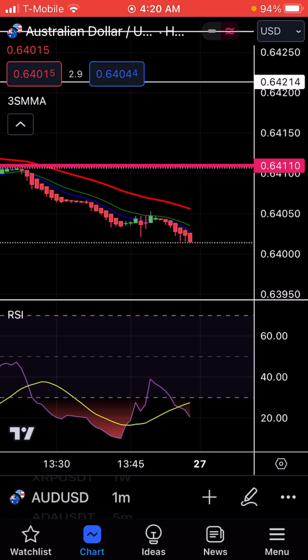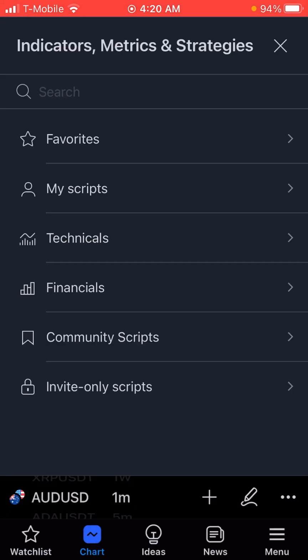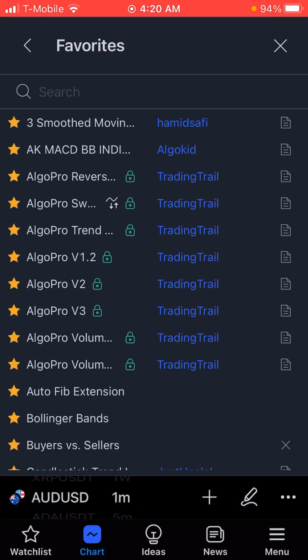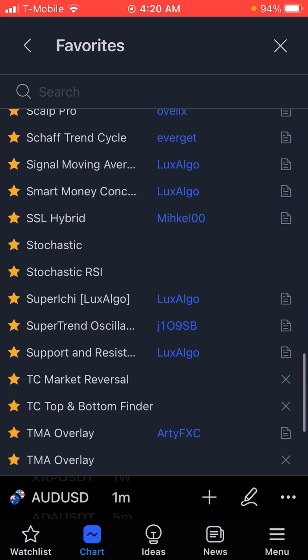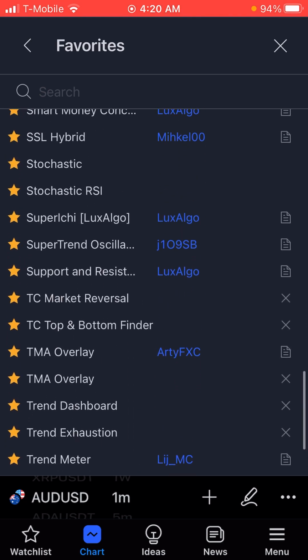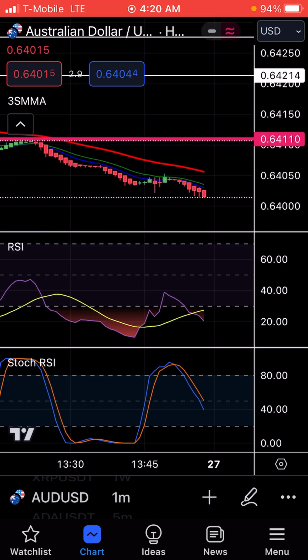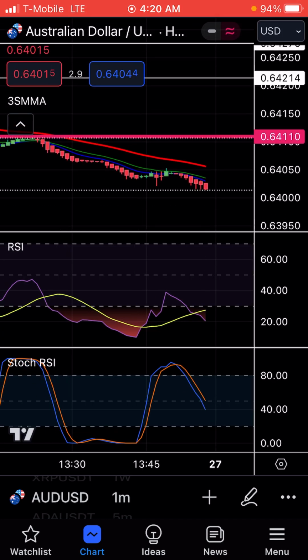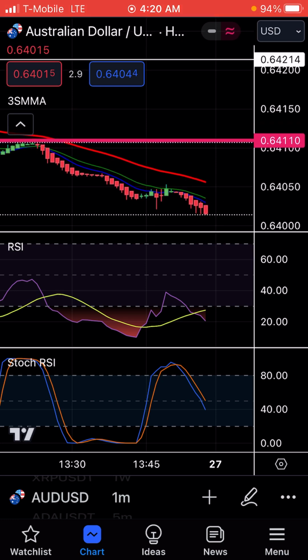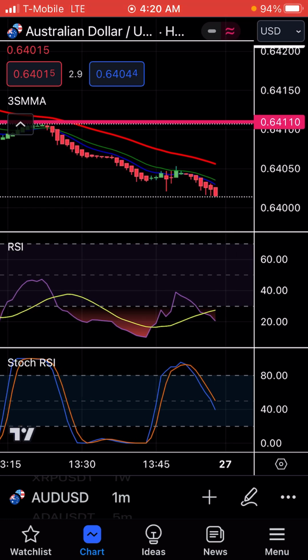Now, once I do have the lines drawn, the support and resistance drawn, I'll go ahead and, since this is a free account, I'll include the stochastic. I'll put in the stochastic RSI. So now we have the stochastic RSI. So the formula is really simple when you're doing it with support and resistance.